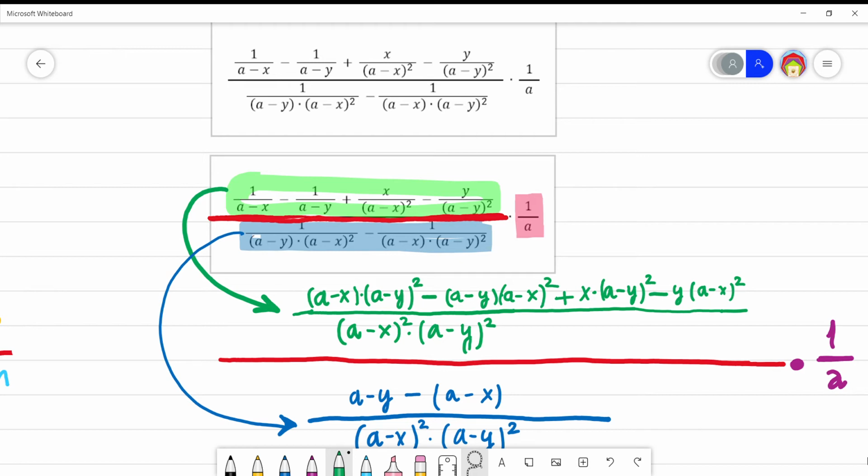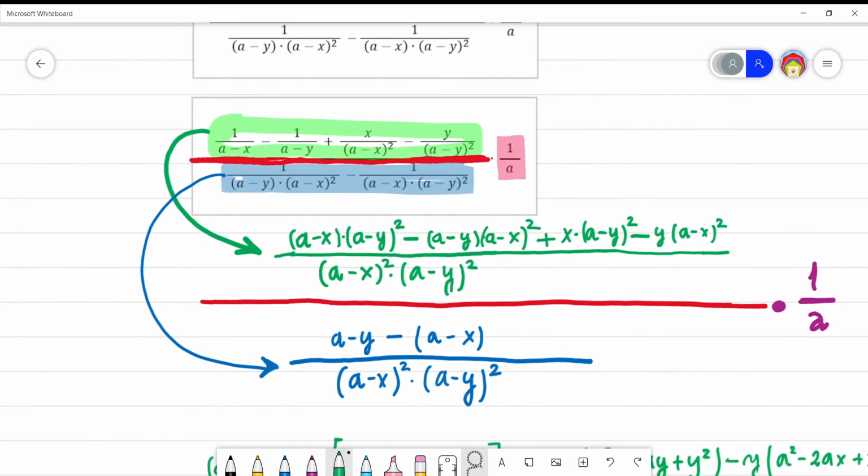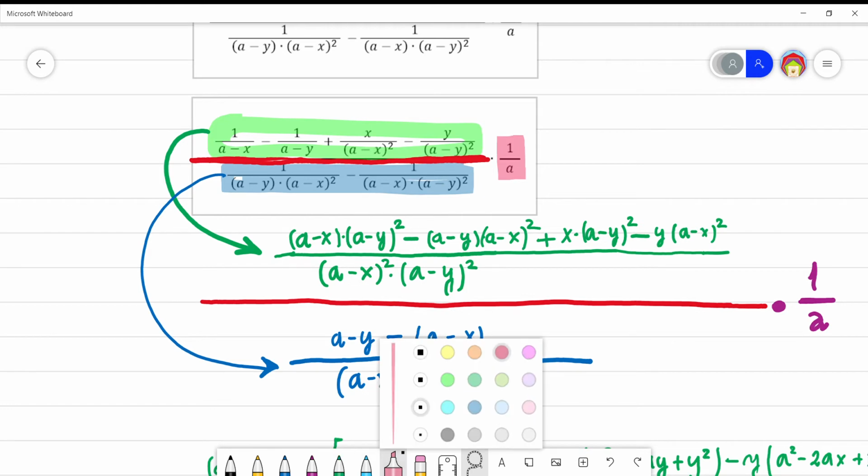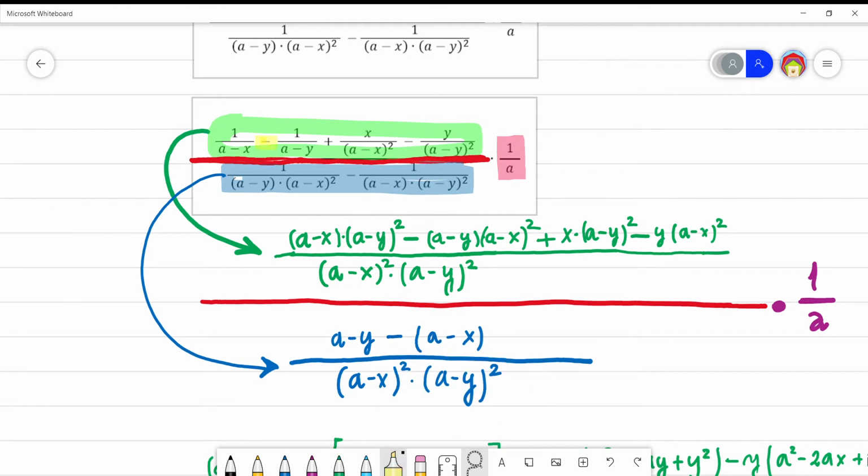We are taking care of the numerator of the huge fraction. That means the thing I just highlighted in green color. Look at it. We want to do minus, plus, and minus. That means adding and subtracting fractions. When working with fractions, the most important thing is to care about what's going to be the common denominator for the whole thing. So we need to look at that.